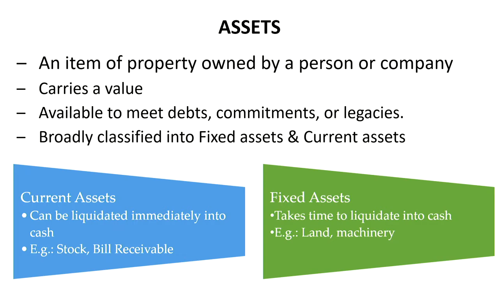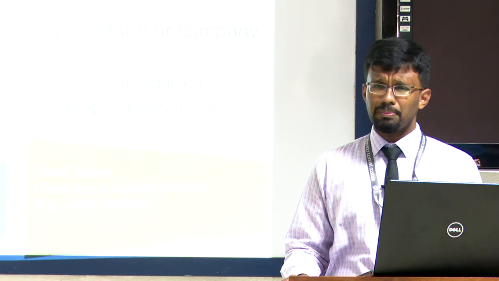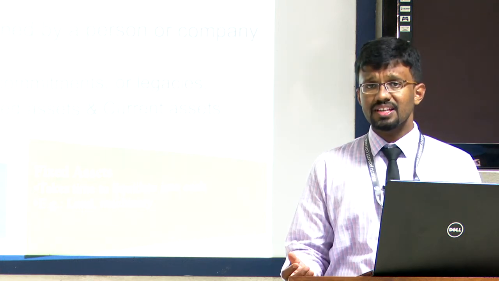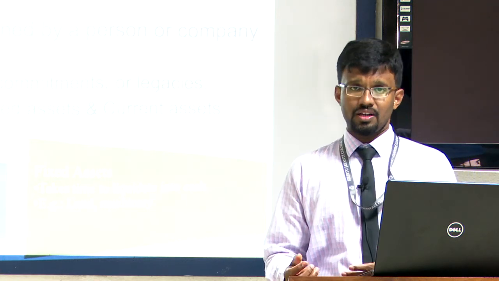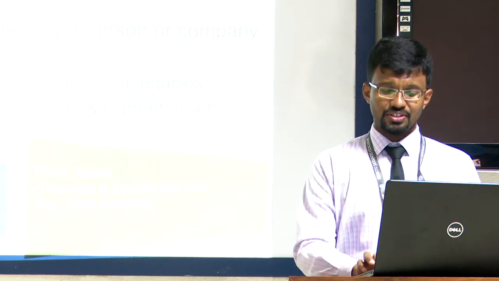Some examples of current assets are stock, bills receivable, debtors, etc. So these are some examples of current assets. Any asset that can be liquidated immediately is called a current asset. Then we have fixed assets. Fixed assets refers to the assets which are owned by the business, and these would take time to liquidate. Some examples of fixed assets in a firm are land, furniture, machinery, etc.